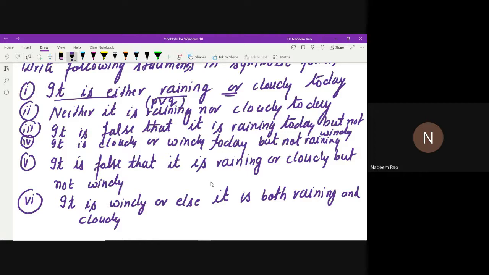What about the second one? Neither is it raining, it means negation of P, and not cloudy today, so here is the conjunction. Neither raining, that is negation of P, and nor cloudy, that is negation of Q. So it's the symbolic representation of this statement.